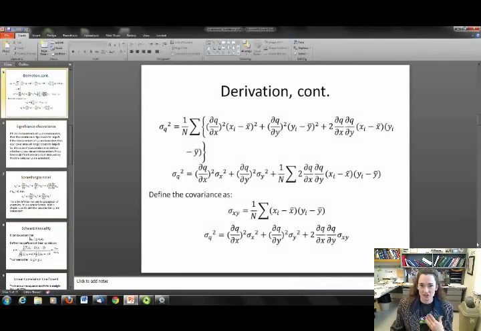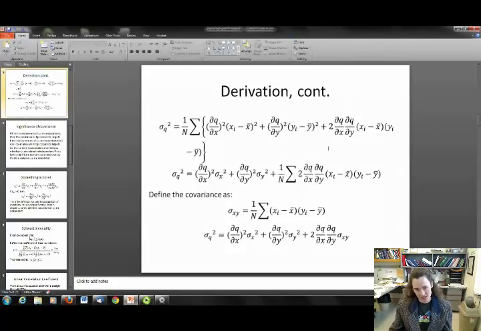Now, we can complete this square. We can do this square. And if we do that, we get this really awful looking thing here. Okay? I'm not even going to recite it. It looks horrible. There's partials squared everywhere. There's xi's squared. There's partial q with respect to x times partial q with respect to y.